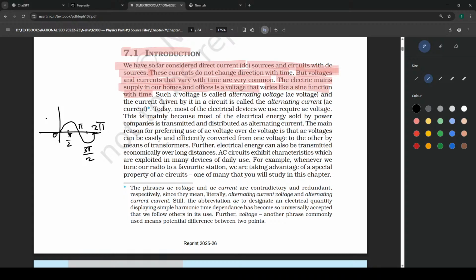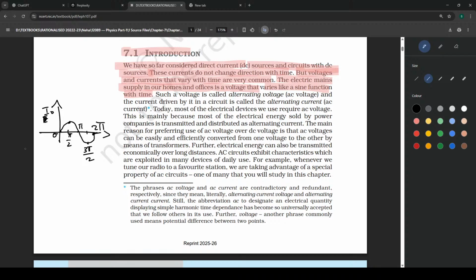Based on this we can identify, let's assume, voltage, or let's assume current. If this is current, then every second it is going to vary, and at time 0, the current is also going to be 0. After some time it will be at peak value, then again come to 0, then peak value again but in the opposite direction, and again come to 0. This is called an alternating current.